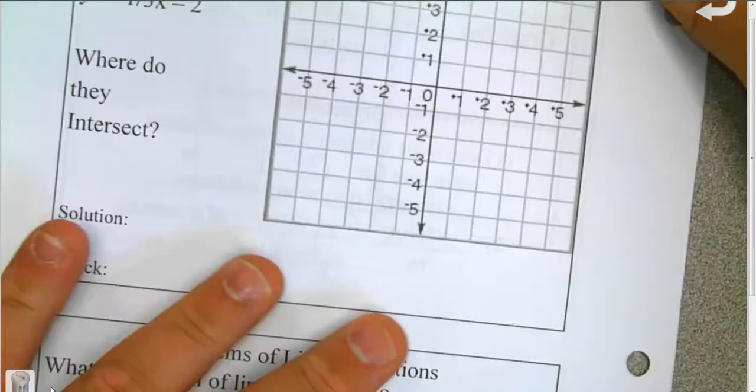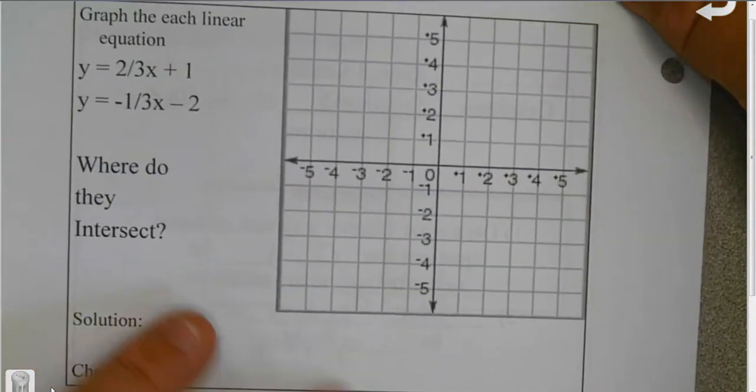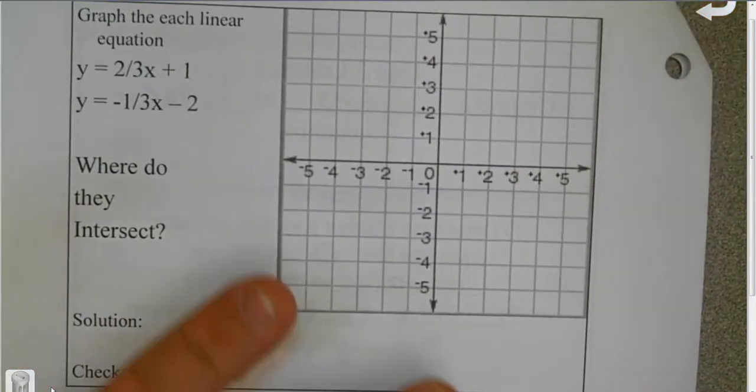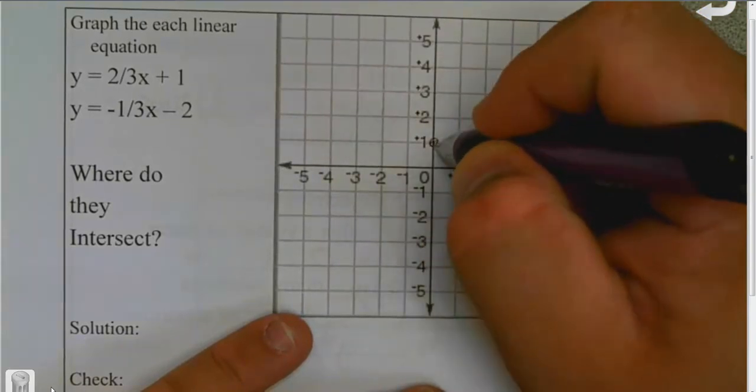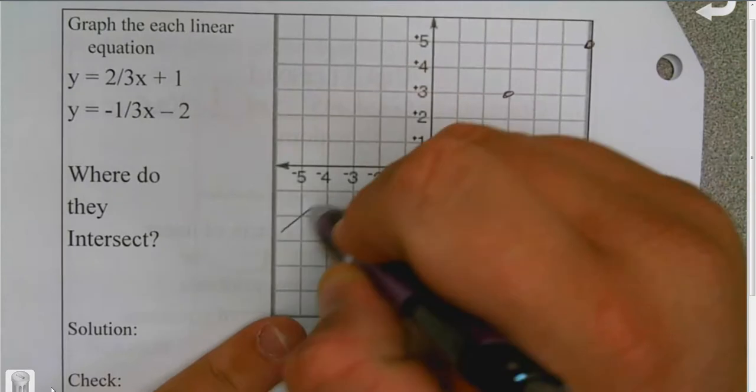And so what we're going to look at today is how do we do all of this but in a calculator. And so we're going to take a look and we're going to start with just a simple linear equation. y equals 2/3 x plus 1. So I go to 1, I go up 2 over 3, up 2 over 3. And I draw the line.